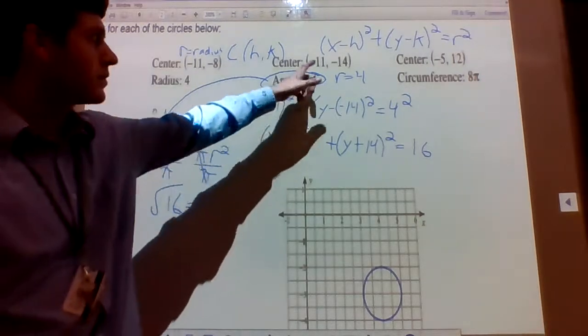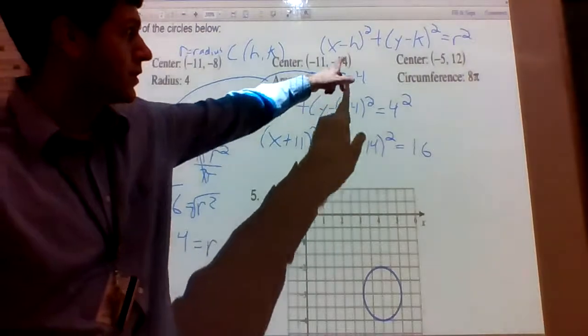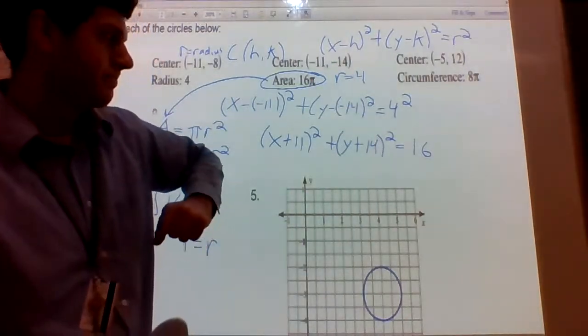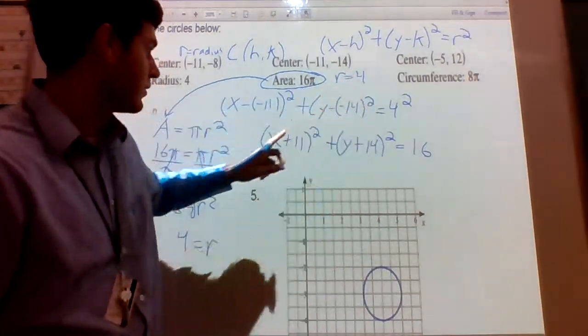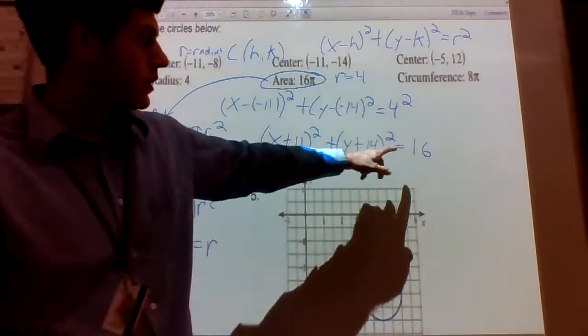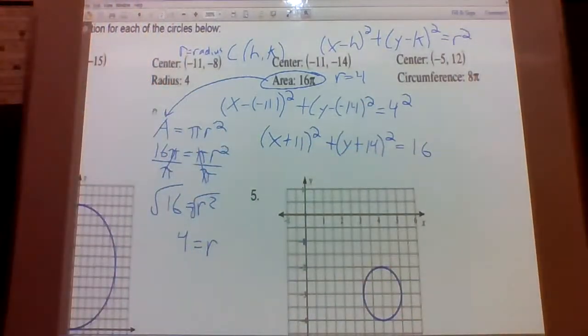So again, we're just flipping the sign. Instead of negative, it's positive. We found r by using the area formula, and we squared the radius.